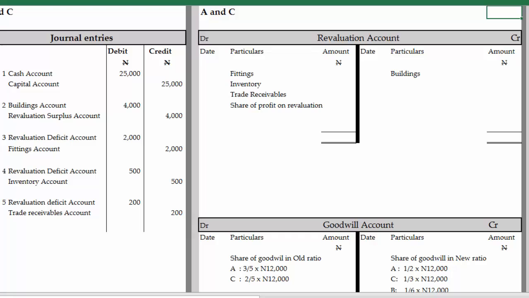You're welcome, Mark. Now let's look at the second requirement of this question, which asks us to prepare a revaluation account and a goodwill account. Firstly, let's look at the revaluation account.